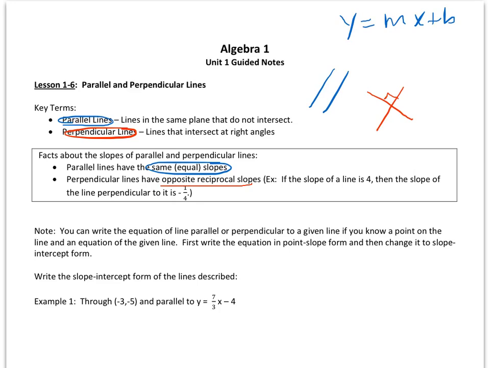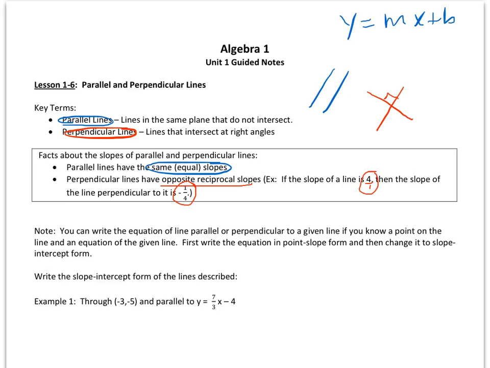Now what that means is, for example, the first one has a slope of 4. Well, 4 is also 4 over 1. So the reciprocal of 4 over 1 is 1/4. But again, we have opposite reciprocals when we have perpendicular lines. So it's not just 1/4, it also has to be the opposite sign. And that's why they have a negative there.